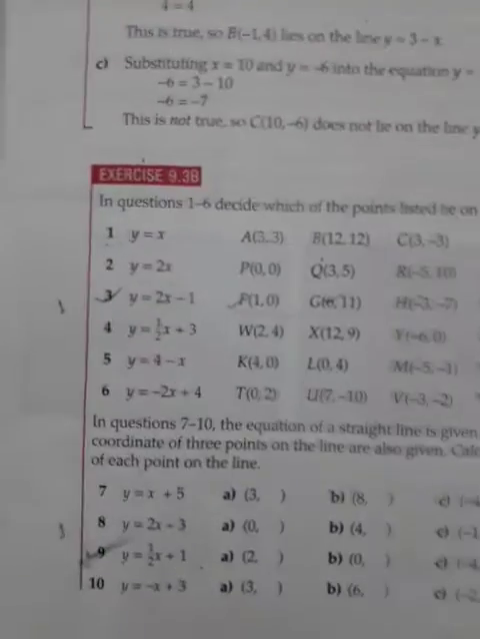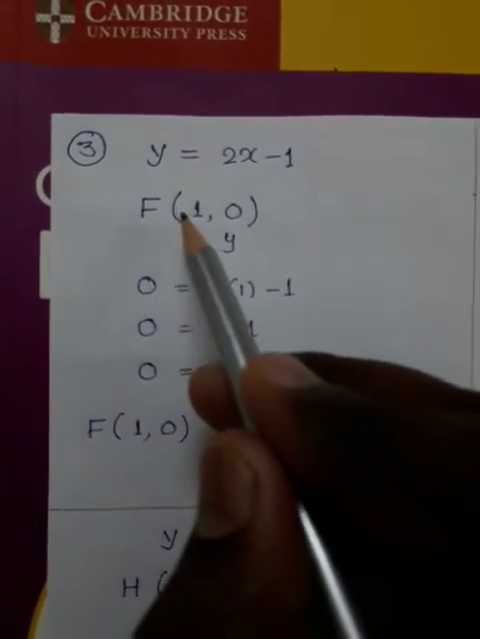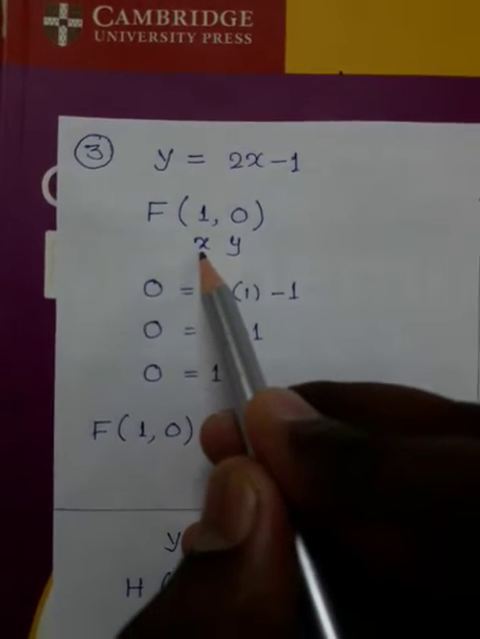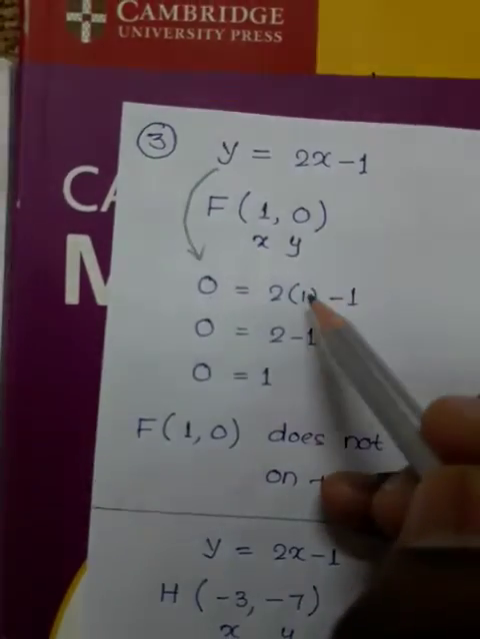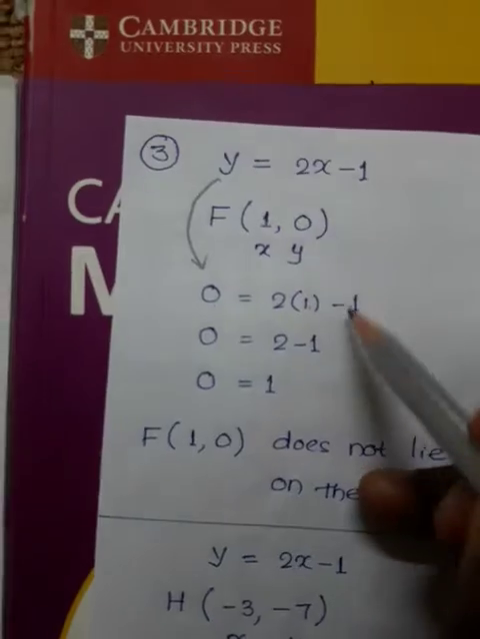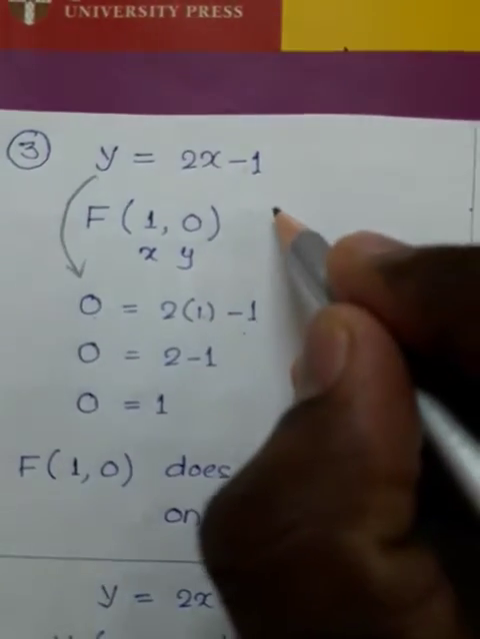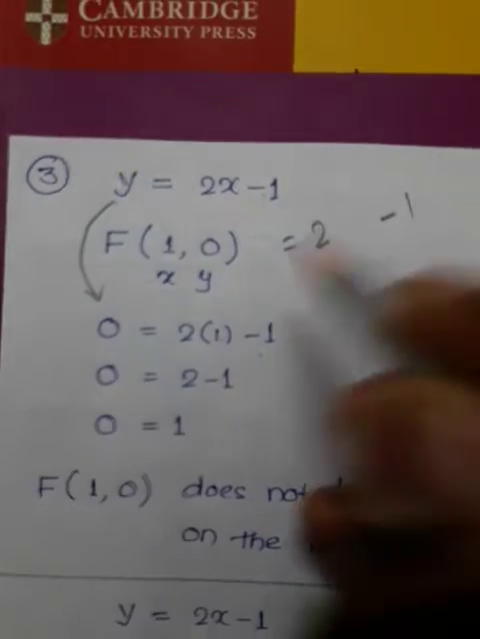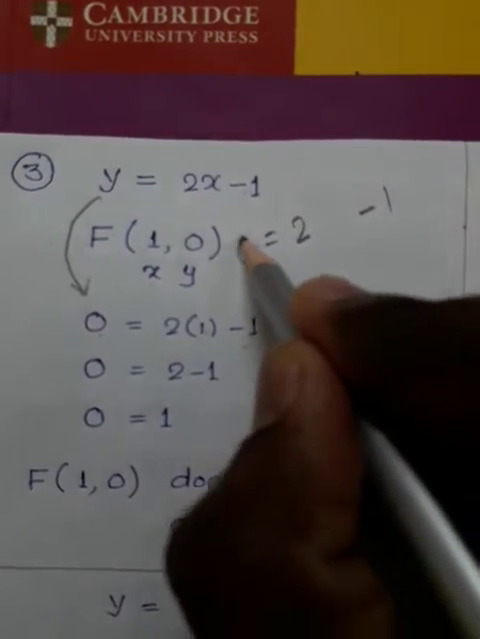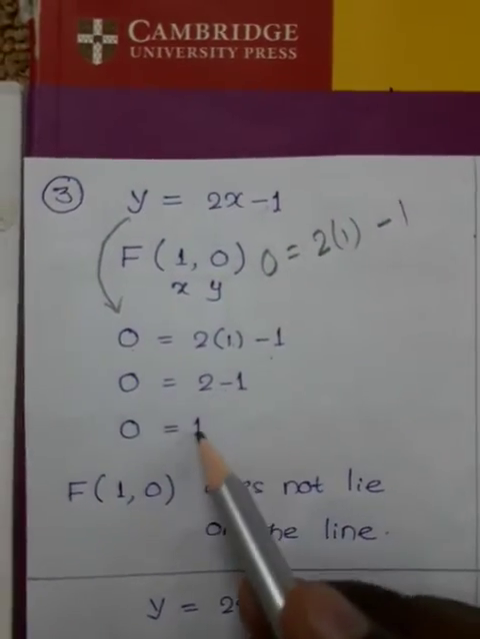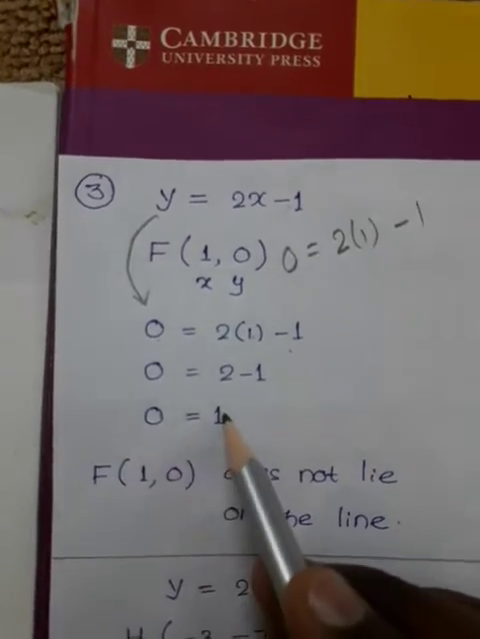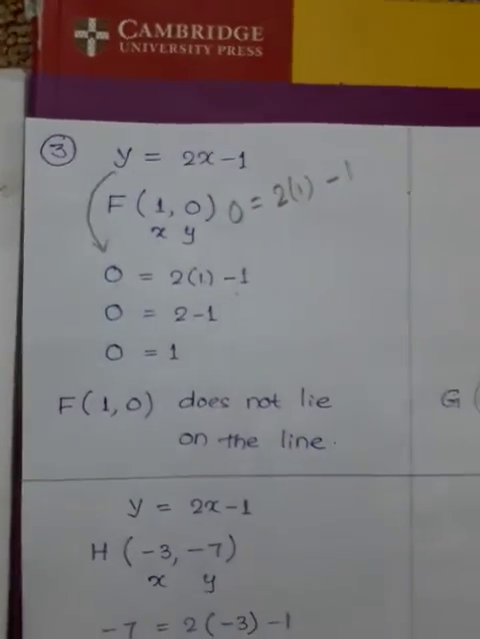Okay, now look at question number 3. y equal to 2x minus 1. So now the point coordinate is what? F is equal to 1 comma 0. So now the x value is 1 and the y value is 0. So wherever the y is, write 0. Wherever the x is, write 1. Remaining as it is, 2 becomes 2 only, minus 1. So 0 equals 2 into 1, which is 2, 2 minus 1, how much? 1. So 0 and 1. So the left side is 0, the right side is 1. Both are not equal. If it is not equal, it does not lie on the line.